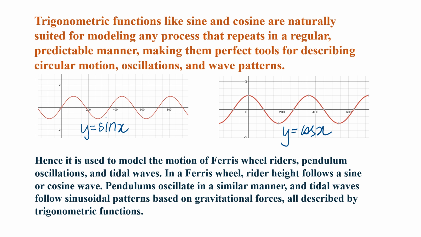In the Ferris wheel, the height of the rider will follow a sine or cosine wave. Likewise for pendulums, because they oscillate in a similar manner from left to right, right to left. And for tidal waves, you have high tide and low tide, which follow certain predictable sine patterns based on the gravitational forces. So all this can be described using trigonometric functions.